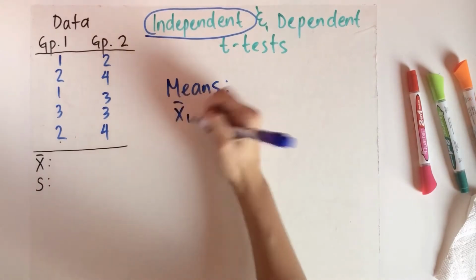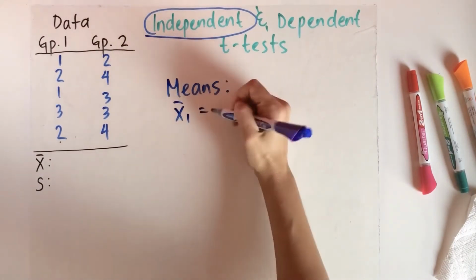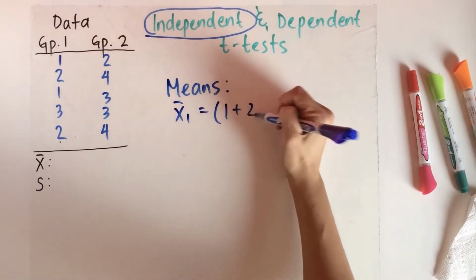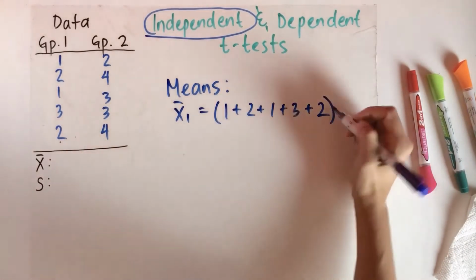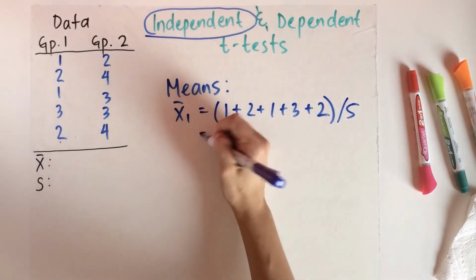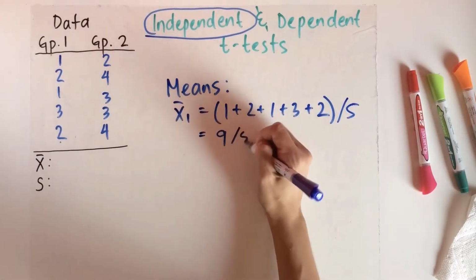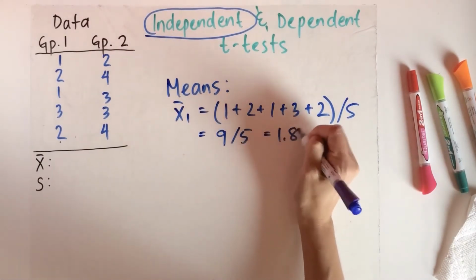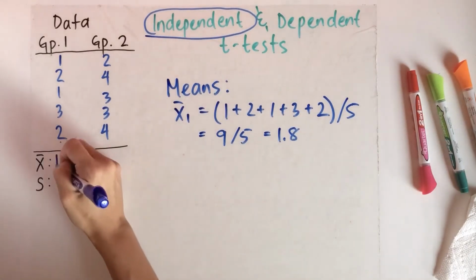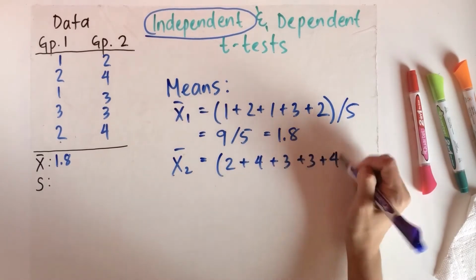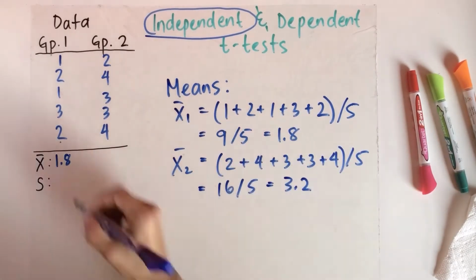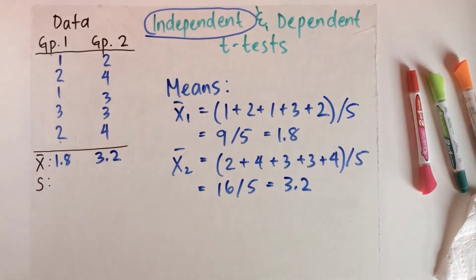So for group 1, mean 1 is simply equal to the sum of all the observations divided by the number of them. Here, that's 9 divided by 5, which is 1.8. So the mean of group 1 is 1.8. So group 2's mean is 3.2.